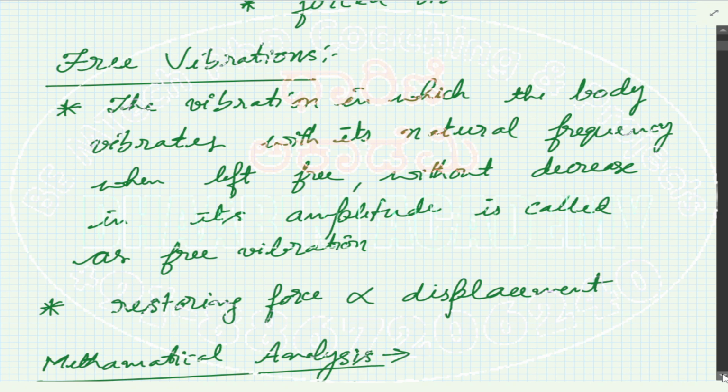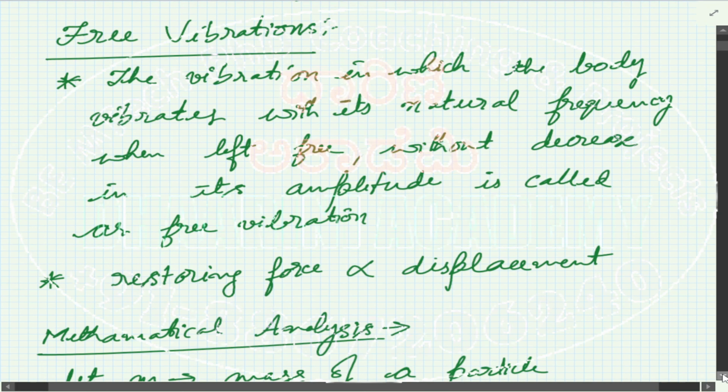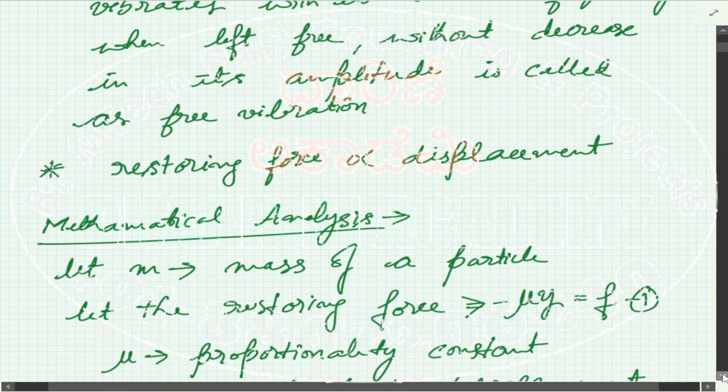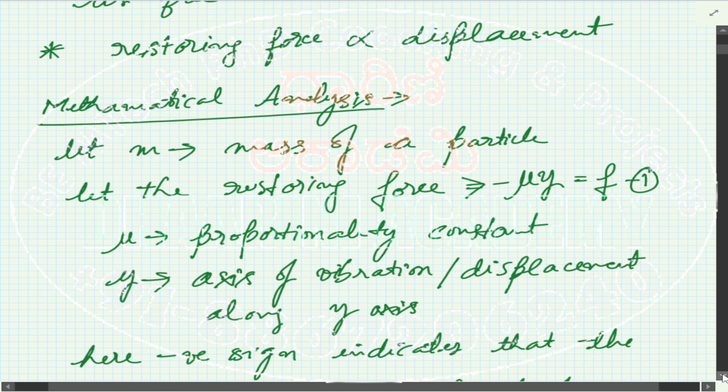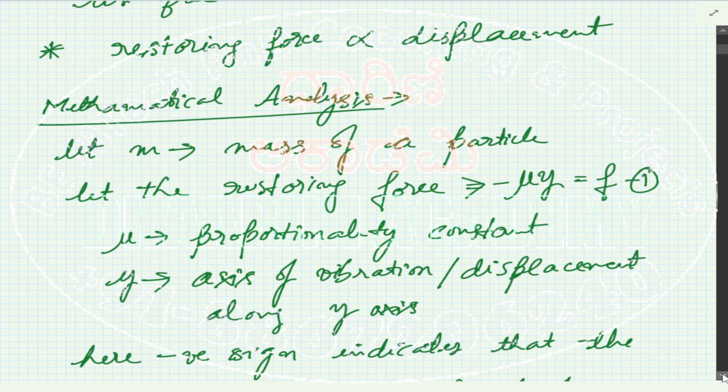And its amplitude is not going to decrease even after leaving the body as it is for a long time. Its amplitude remains constant. Such vibration is called free vibration, and the characteristic of free vibration is that there will be a restoring force that is proportional to its displacement. In a sense, when an object moves from one side to the other side, there is a restoring force to bring it back. That is the basic nature of free vibration.